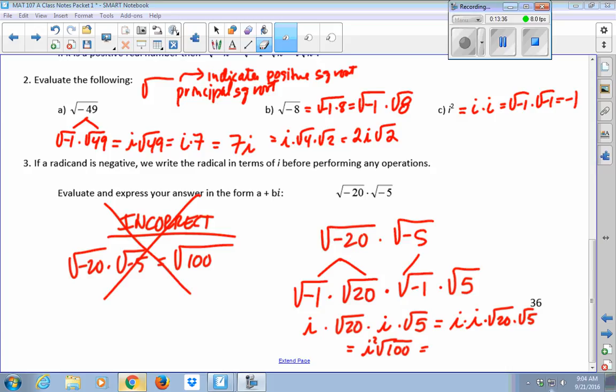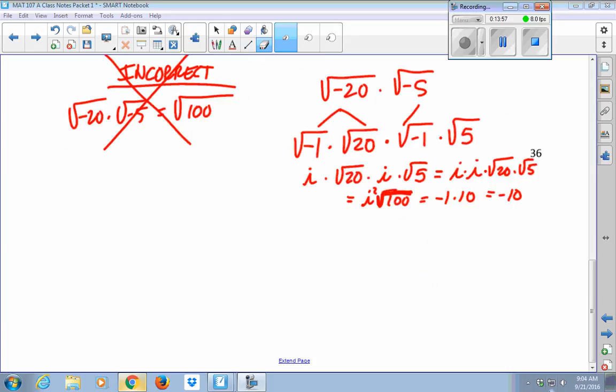So I squared, what did we define I squared to be? Negative 1. And what square root of 10 am I looking at here? Positive square root of 10. I mean, excuse me, I gave you the answer. Square root of 100 is 10. So this is negative 1 times 10, which is negative 10. Okay. So that's the only thing that's a little bit different than what you're used to.